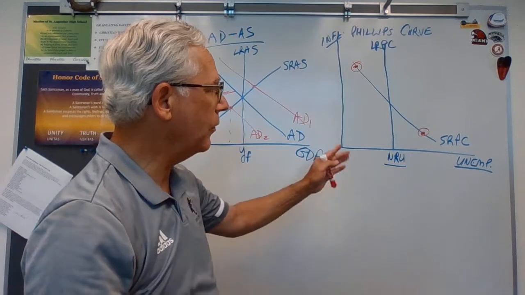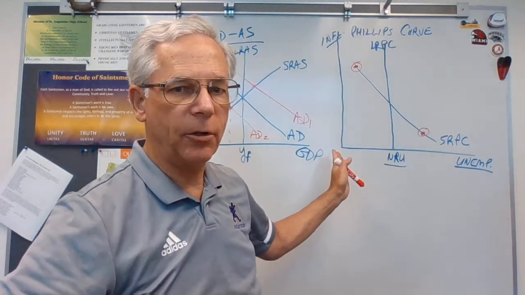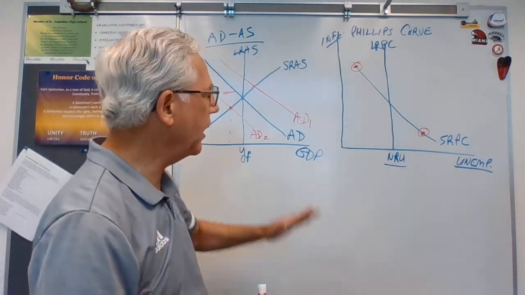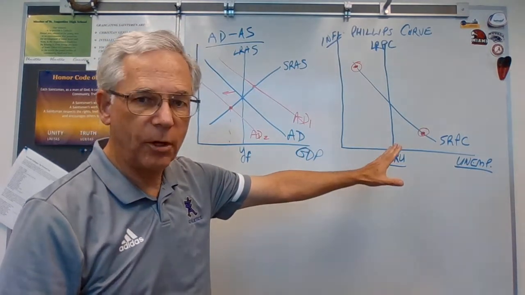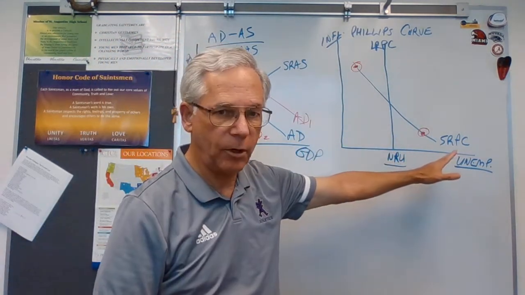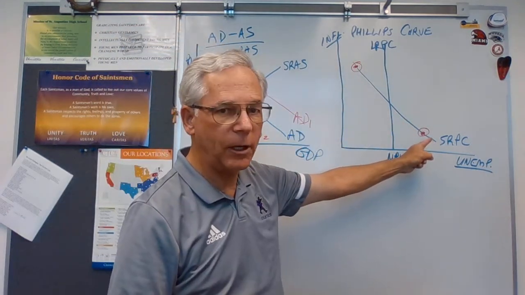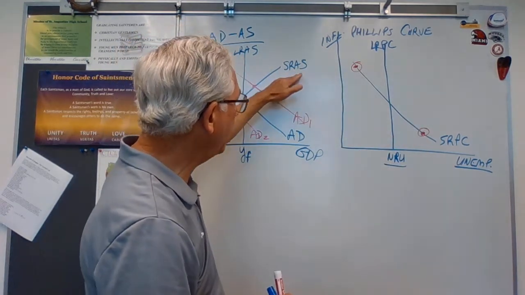And what happens is that the short run Phillips curve tends to shift to the left or to the right, but it doesn't shift to the left or the right based on AD. If AD is moving, we just slide up and down the Phillips curve. So shifts in aggregate demand simply move us along a given short run Phillips curve. Okay. It's when AS shifts.